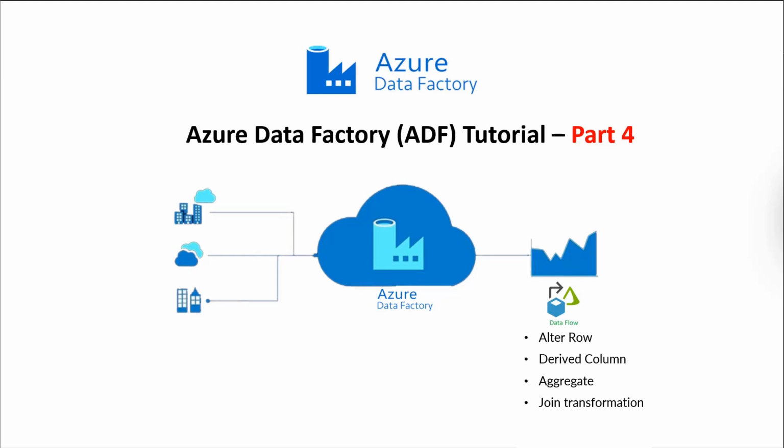So stay with me. We're going to go through alter row, derived column, aggregate, join transformation, and filter in data flow in today's episode. And we learn how to use this stuff in Azure Data Factory.